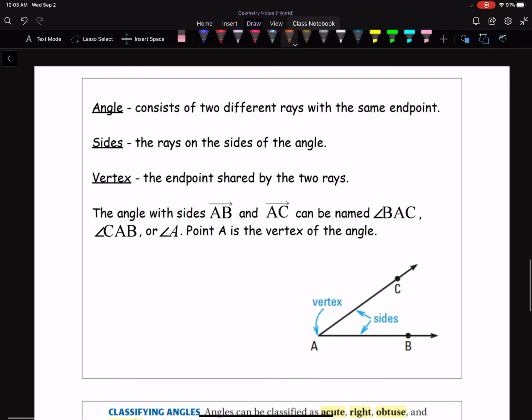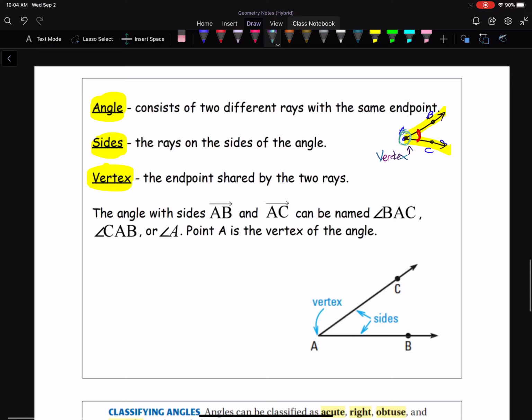All right, the last thing here is just some angle vocabulary. So, an angle consists of 2 different rays with the same endpoint. So, if I call this ray, let's go AB, and I call this one ray AC, what we formed here is an angle. The sides are the rays. So this right here is a side, AB is a side, AC is a side. And then finally, the vertex. That is the point that they share. So that would be right here. That is my vertex.